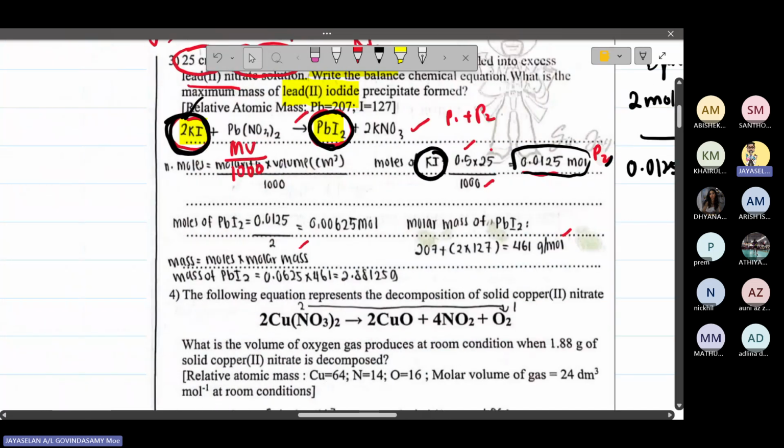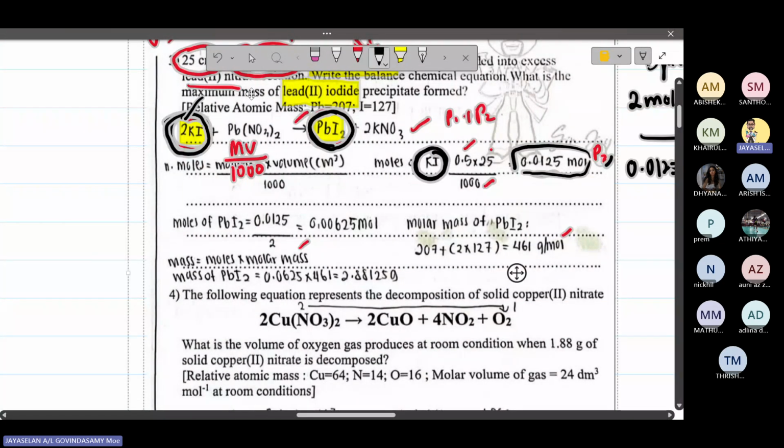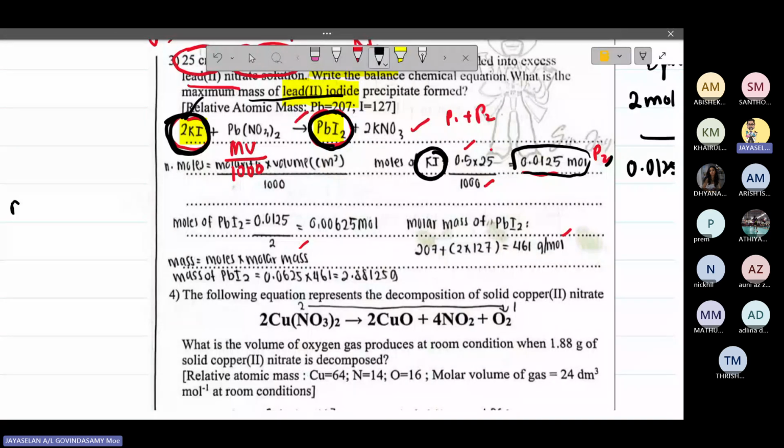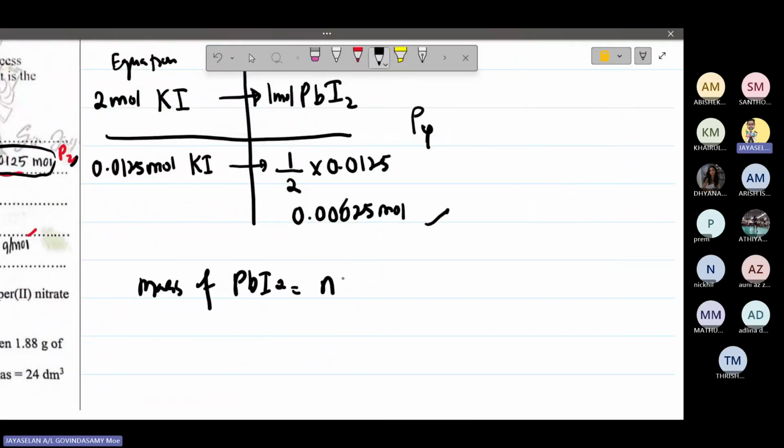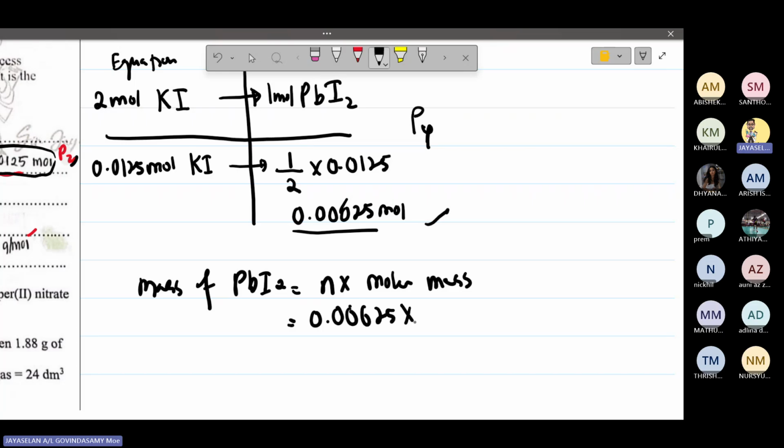Okay, next they want what? They want the mass, right? So they want the mass of lead to iodide. So mass, how to find the mass? Formula kena hafal. Mass, you want to find: number of mole times with molar mass. Number of mole times molar mass. They want to find mass of what? Baca soalan. They want the mass of lead to iodide. The number of mole, the ratio mole. You ambil ini kan? So you pergi sini, mass of PbI2 formula: number of mole times with molar mass. Okay, number of mole ambil ini, 0.00625 times with molar mass of lead to iodide.